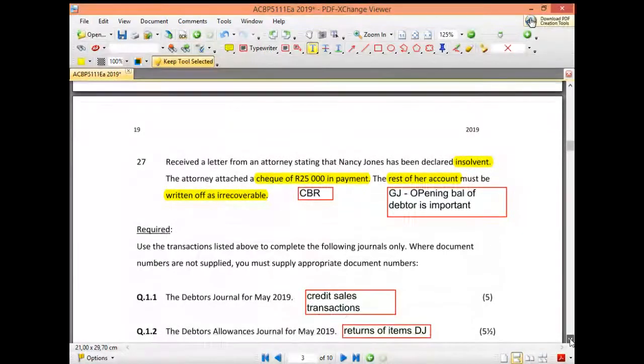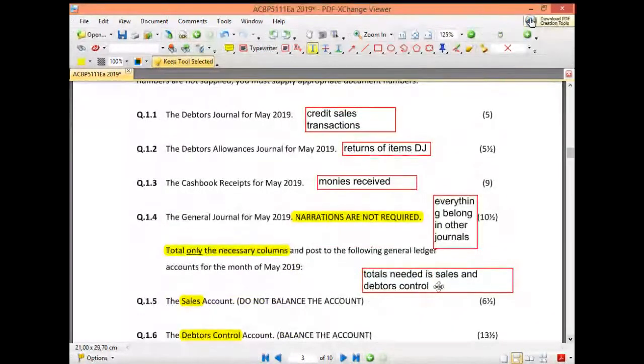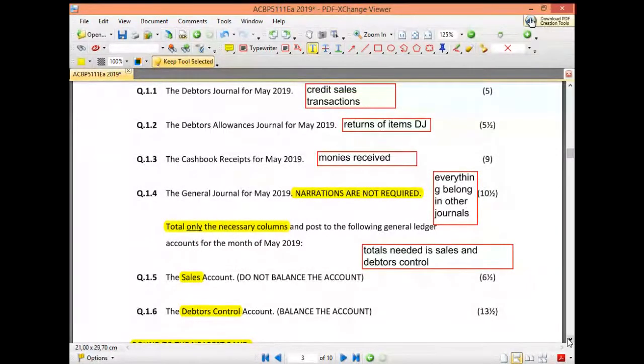Okay, so we've done now the journals. Now let's see, what do we have to do now? So now they tell you to total only the necessary columns for the following general ledgers. So now we know we're going to do the sales account and the debtors control account. So now I go back to my ledgers and I only total those columns. So I need to total the debtors control and the sales column for your debtors journal, as well as your debtors allowance journal. I'm just going to total all of them, but you only had to do those specific journals. So I'm just going to highlight the ones you had to total for the question.